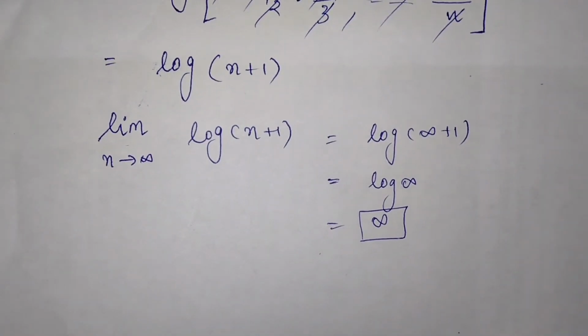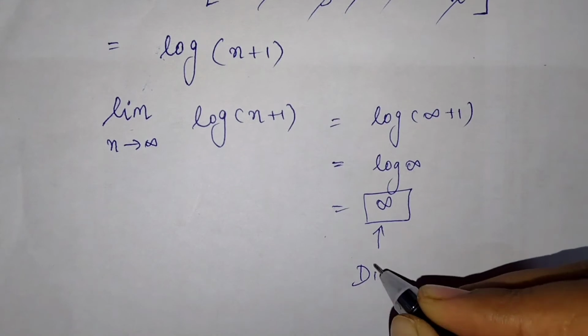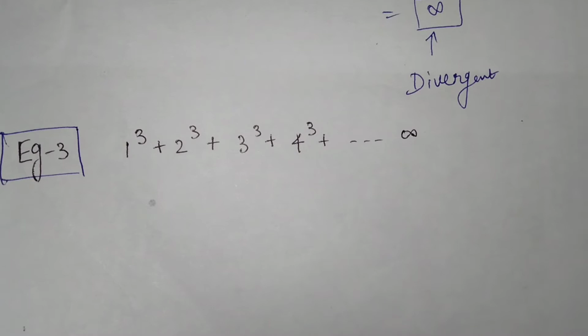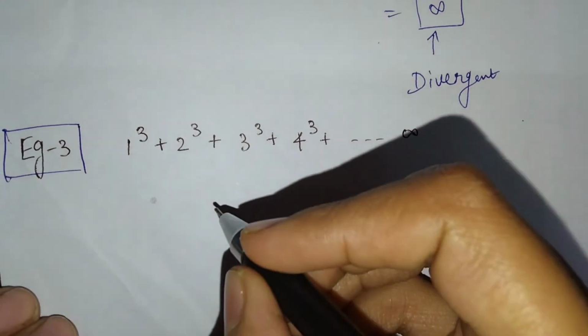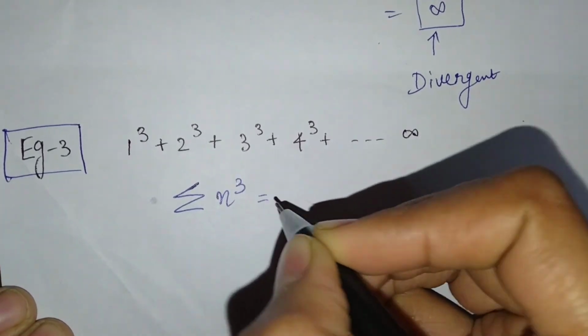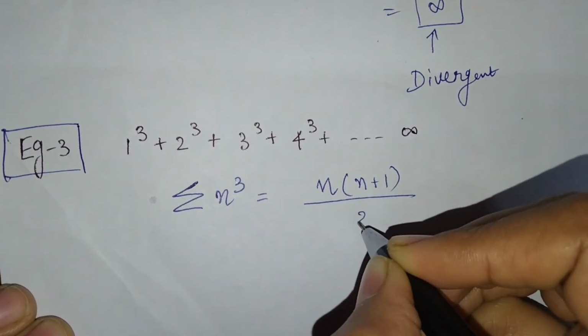As we got the answer infinity after putting the limit, we can say that the given series is divergent. Okay, so next, example 3. 1 cube plus 2 cube plus 3 cube plus 4 cube, and it keeps on going up to infinity. From this we can say that the terms given are in the summation n cube, and the formula of summation n cube is n into n plus 1 upon 2, whole square.